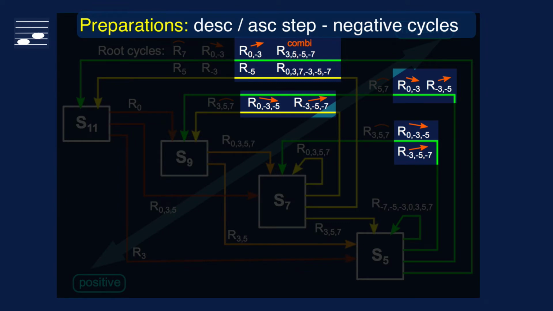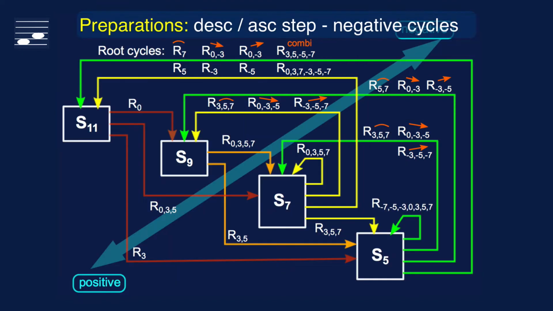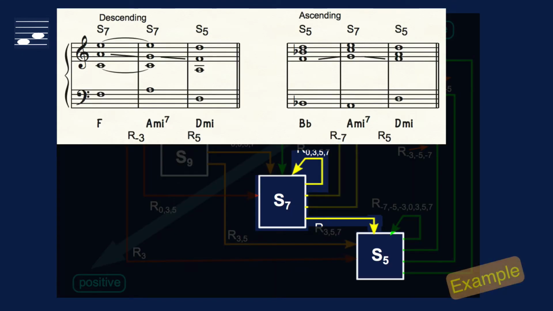Things get different when using dissonant function preparation by stepwise descending or ascending approach. The first example demonstrates the preparation of G, the 7 in A minor 7, by stepwise descending or ascending motion. Both involve negative root cycles, R-3 and R-7 respectively.